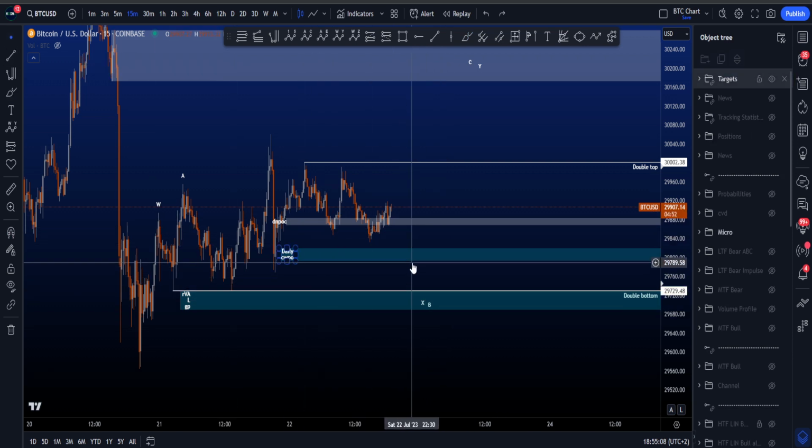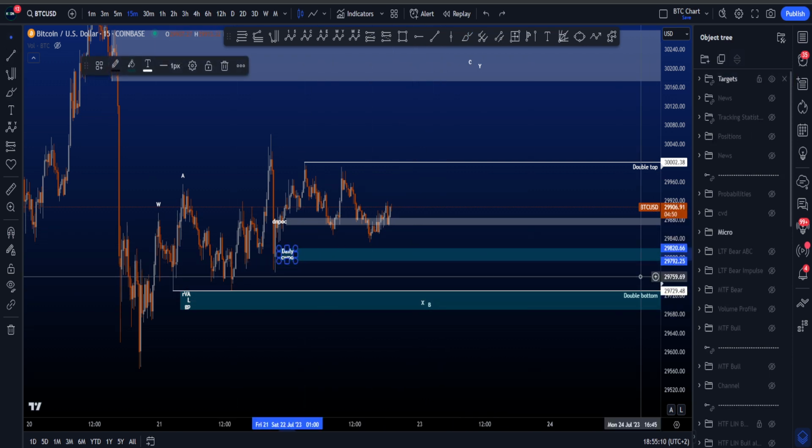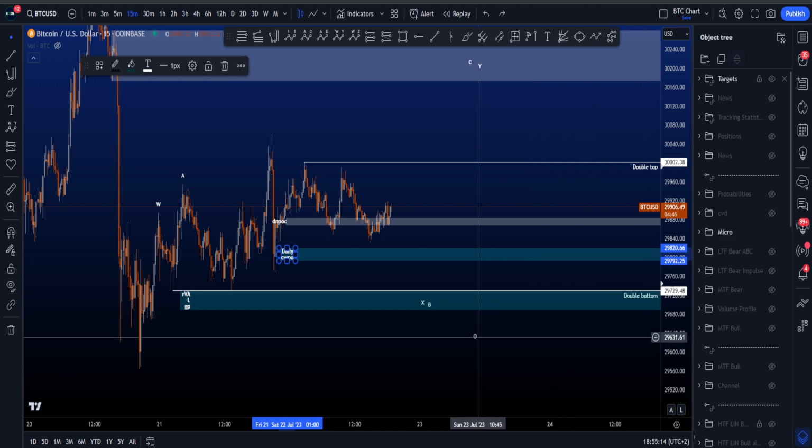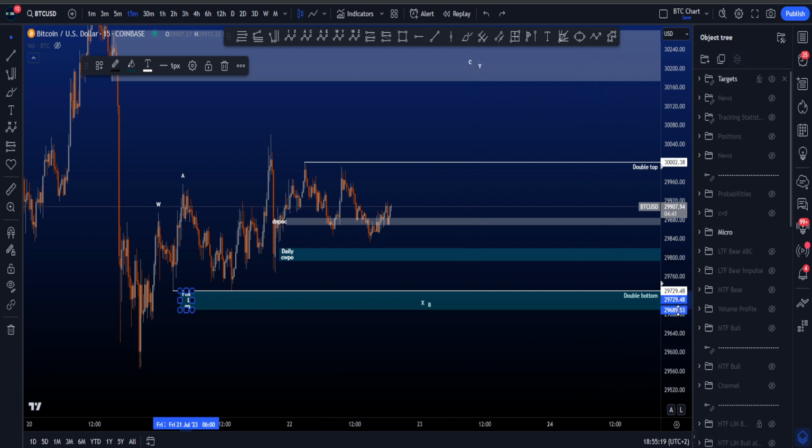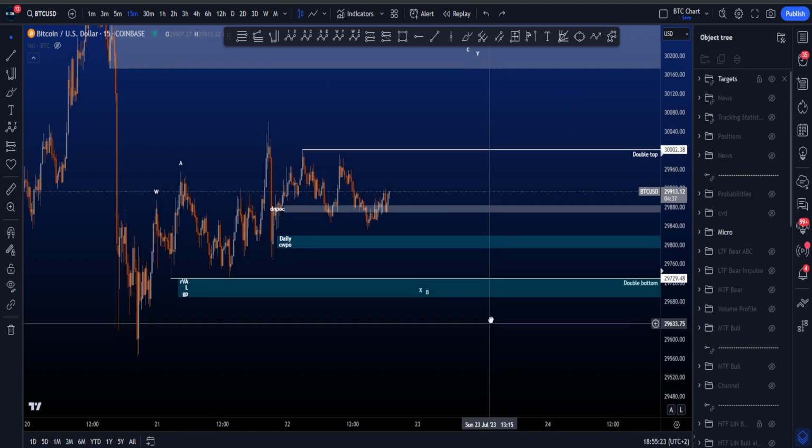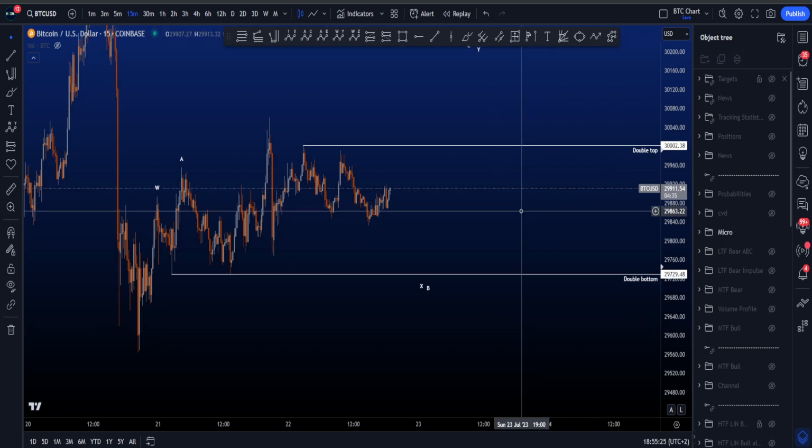Now, the support areas on the chart, first of all, 29.8k to 29.9k. I mean, it's very, very small, as you can see, and then over here around the double bottom we have some additional support to the downside from 29.7 to 29.6, but mainly that double bottom is so interesting.